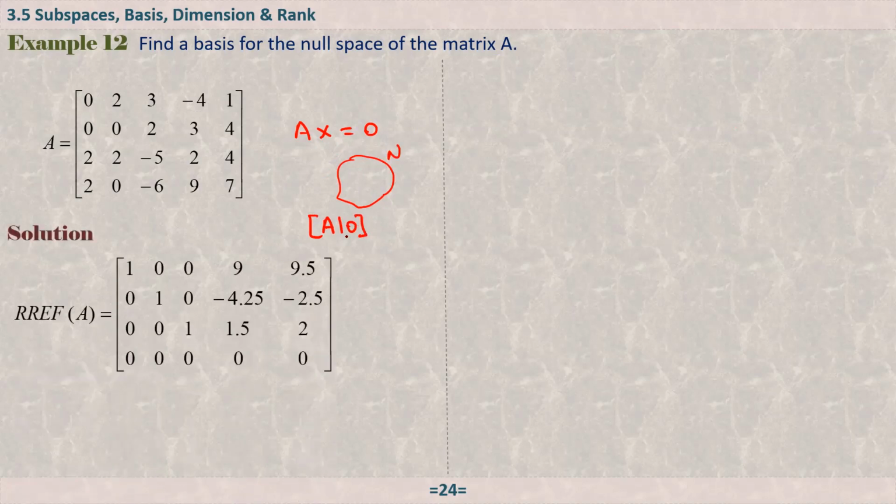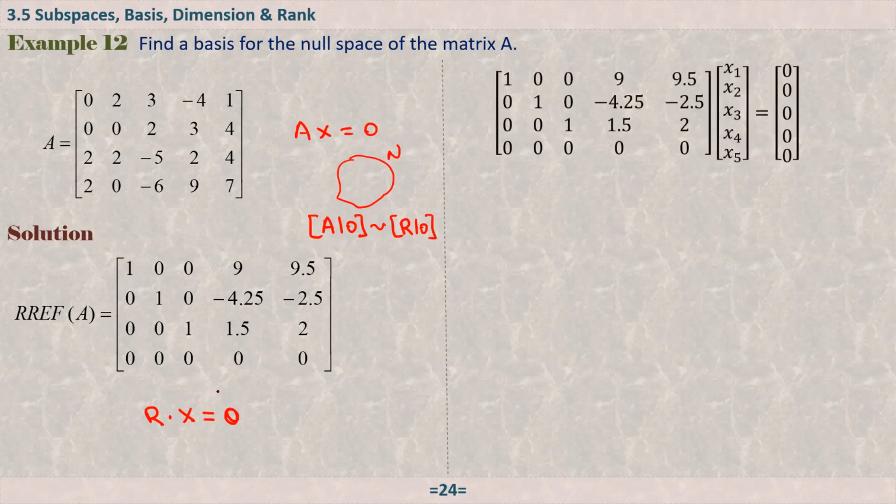And the reduced row echelon form of A we have already done is equal to this, right? So now we have reduced this into this form: R and 0. If you rewrite our system, we have R times X, and on the right hand side we have the 0 vector. Because these two equations, AX equals 0 and RX equals 0, are equivalent. And X has 5 components, because we have 5 columns.